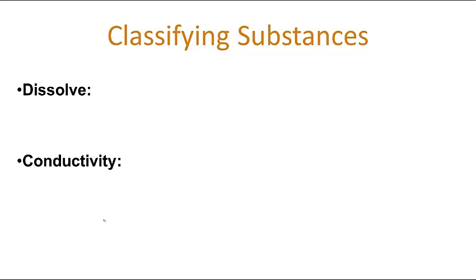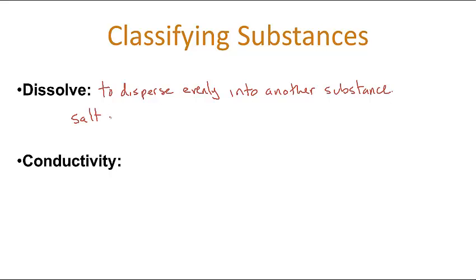All right, so in class, what you did is you looked at a bunch of different substances to see if they would dissolve or conduct electricity. Now, what does it mean to dissolve? Well, this means to disperse evenly into another substance. And an example of this would be something that you might have seen. So, for example, like salt in water.